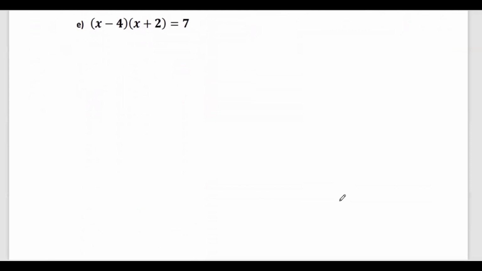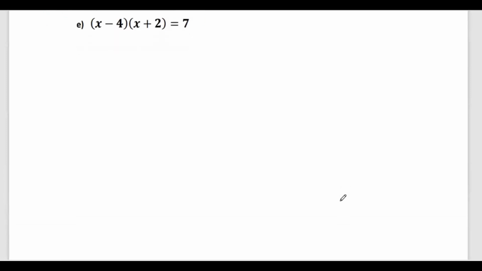And then E, we have x minus 4, x plus 2 is equal to 7. Now remember, we cannot use the zero product and say x minus 4 is equal to 7 or x plus 2 is equal to 7. This would be wrong, okay? So we just have to open it up and then create a standard form.